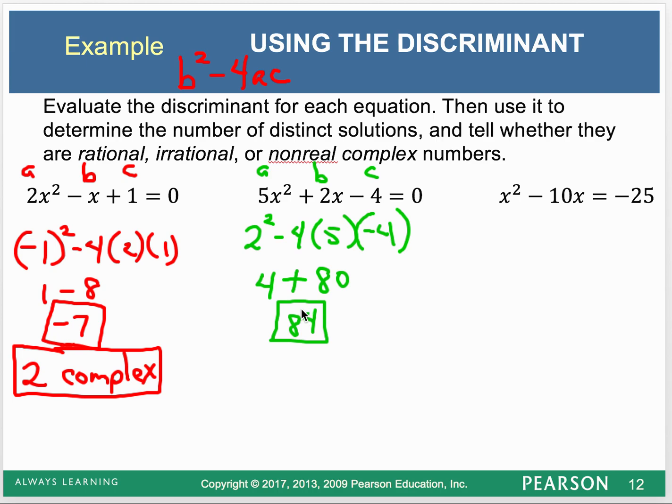It's not a perfect square, so I'm going to get 2, right? It'll still be something underneath the radical, so 2 irrational solutions.